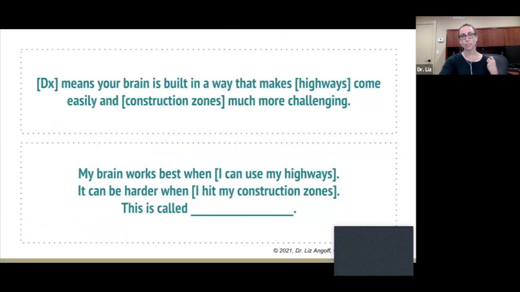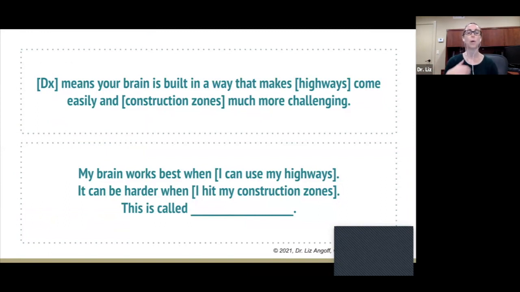I've been introducing some sentence frames to really help you put these things together, and trying to kind of evolve them to really give you as much flexibility as possible. So the standard one that's usually in my brain as a starting point is that this diagnosis means your brain is built in a way that makes highways come easily and construction zones more challenging. So insert here: it makes ideas and creativity come easily, but writing those things down much more challenging. But sometimes that framing doesn't always work. And so there are other ones I find myself using a lot.